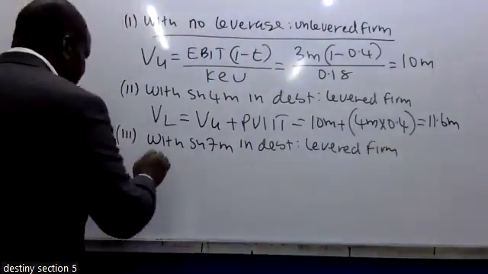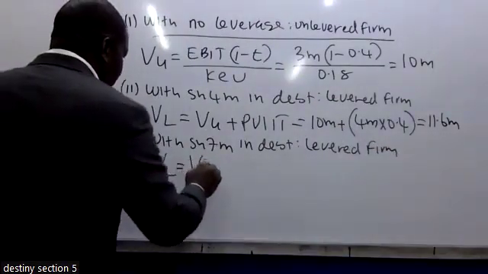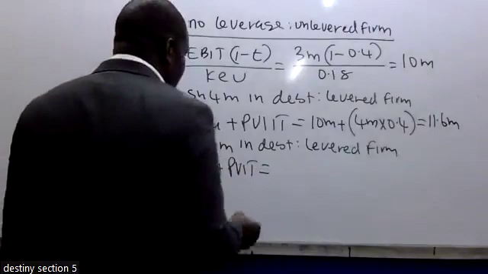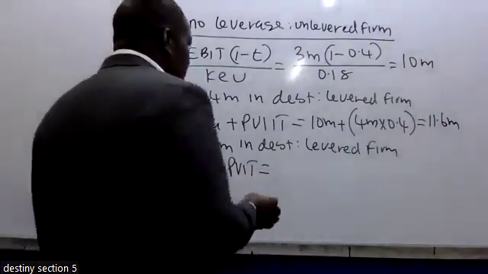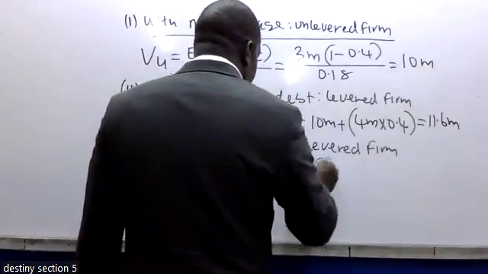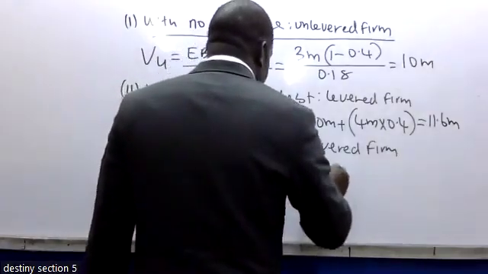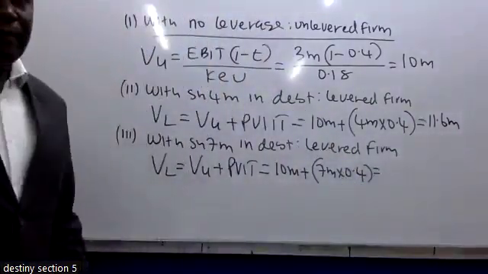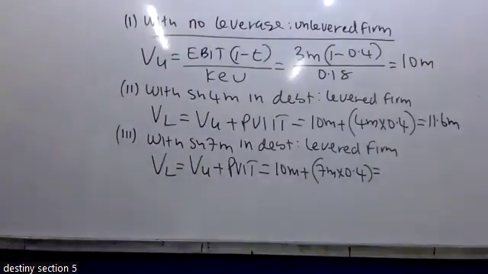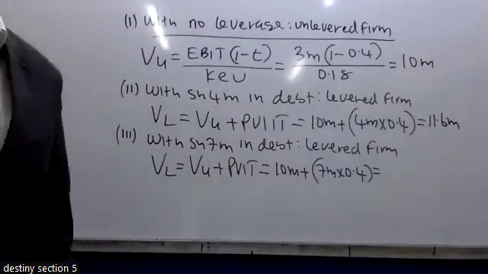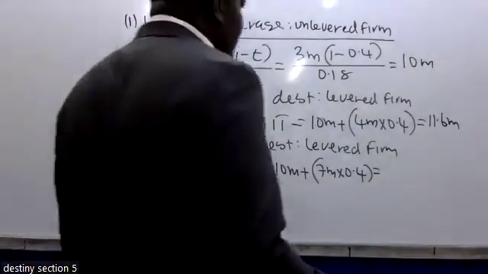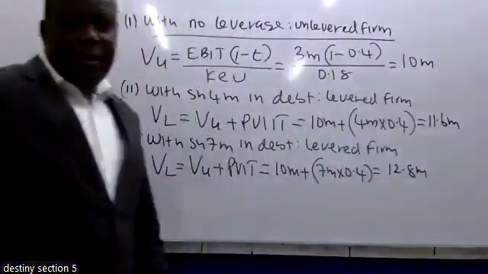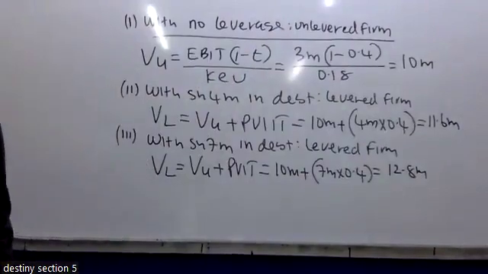So value for the levered firm will be given by value for unlevered, then you also have the present value of interest tax benefit. So this one will be 10 million, then plus the 7 million. So how much is that? 12.8 million. You are all getting that figure? Are we all at the same place?